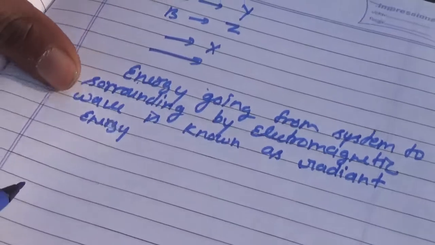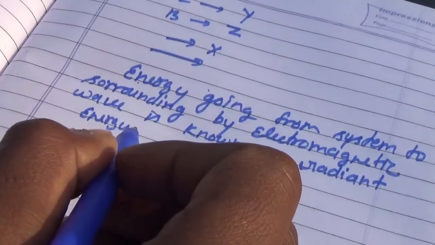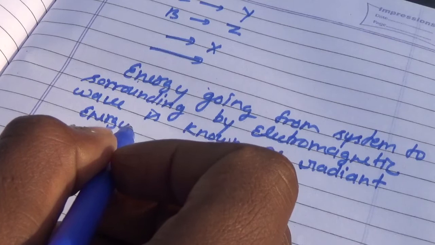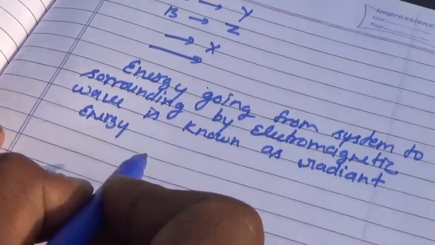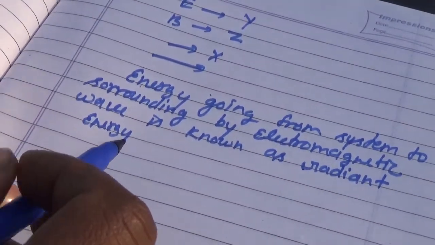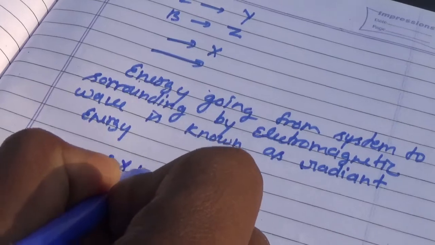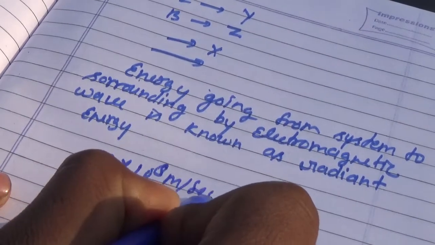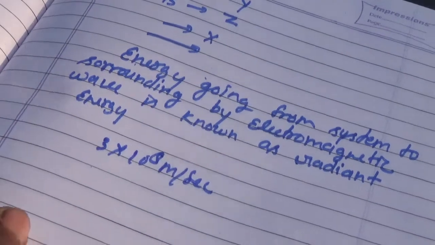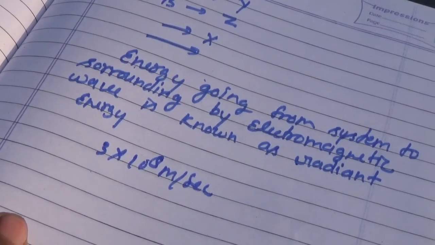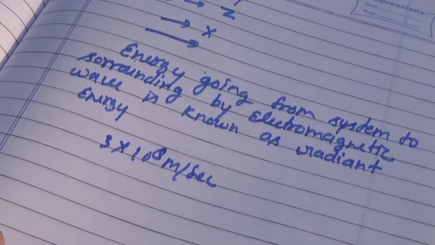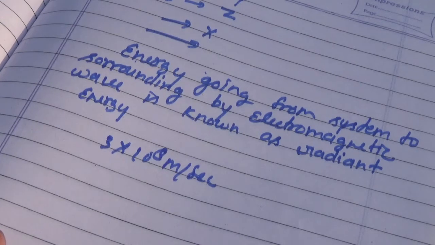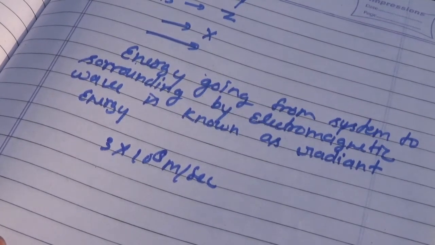So dear students, as we have told you, an electromagnetic wave consists of electric and magnetic fields. And what is the speed of this electromagnetic wave? This electromagnetic wave has a speed in vacuum of 3 into 10 power 8 meter per second. As we know, it is also the speed of light in vacuum. So dear students, we have told you about this radiant energy. Now I hope this concept of radiation and radiant energy has been clear to all of you.